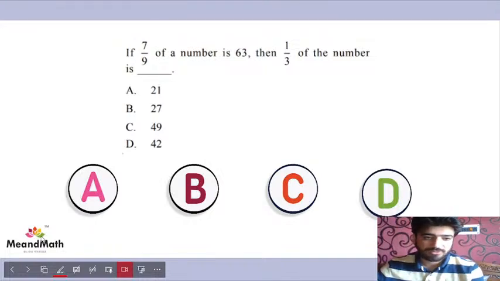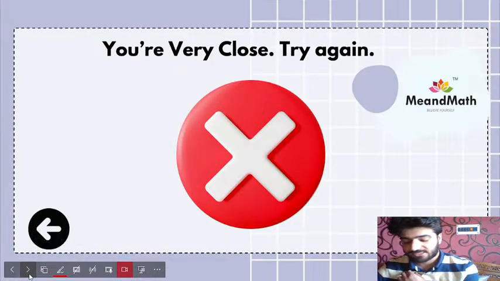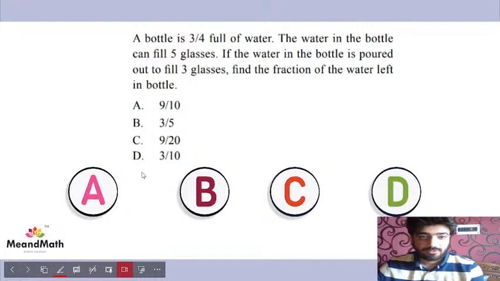So we understood how this question's answer 27 will be correct, and indeed 27 is the correct answer. Well done, you guys. Okay. So the next one.